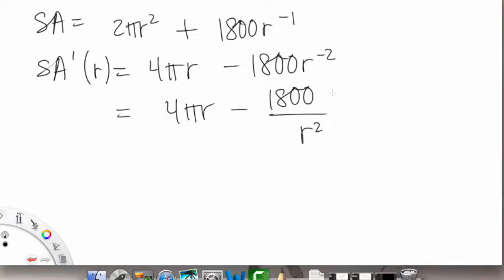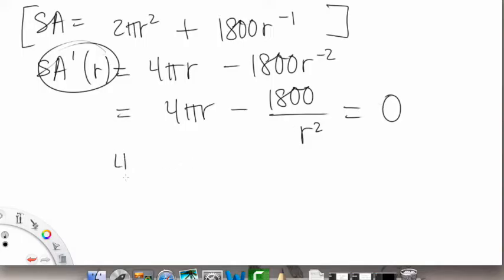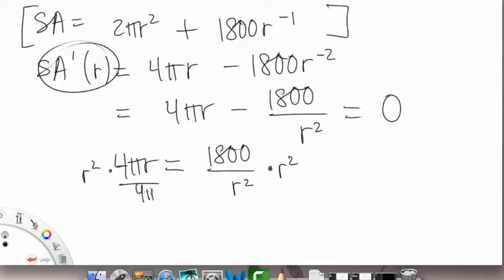Now, in order to minimize or maximize, just to optimize this function up top, we just have to find where its derivative equals 0 or is undefined. So we're going to set it equal to 0 and solve for r. We have 4 pi r would then equal 1800 over r squared, and if we rearrange a little bit, we'll multiply by r squared on both sides, and divide by 4 pi. What we get is an r cubed on the left side, and on the right side we get 450 over pi.